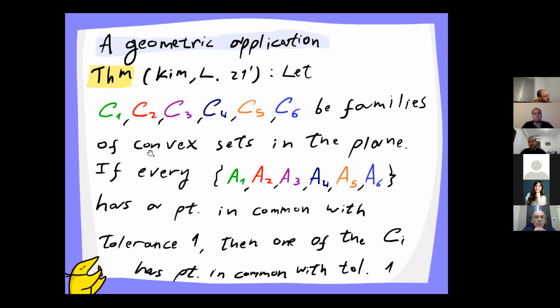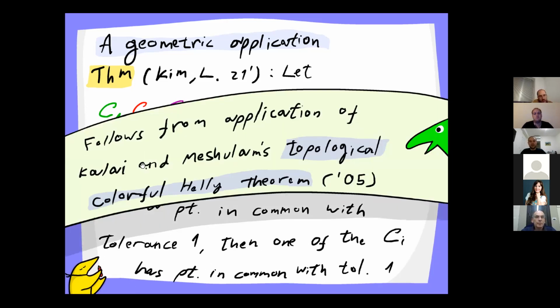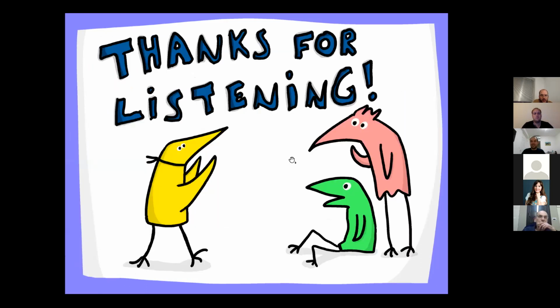And this result follows immediately by applying another result of Gallai and Meshulam called the topological colorful Helly theorem, which says that if we have a complex with a bounded Leray number, then it satisfies some version of the colorful Helly theorem. Okay, so this is what I wanted to show you today. Thank you for listening.